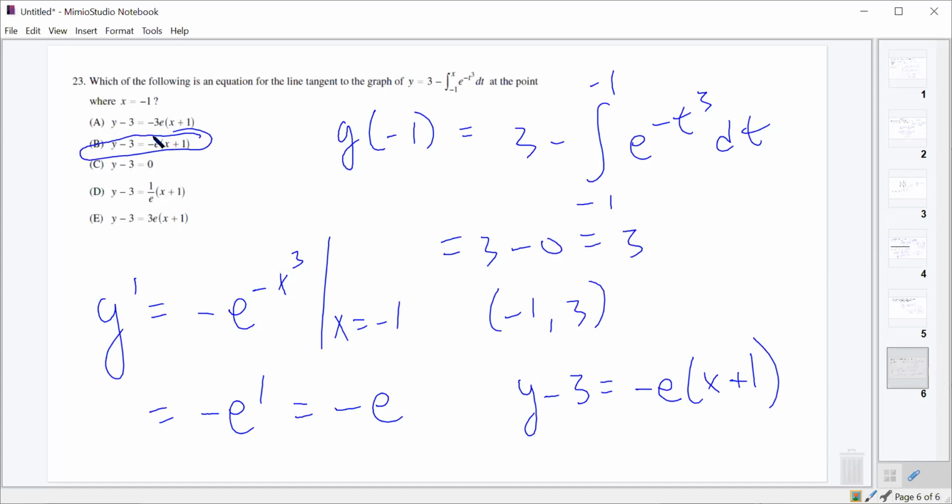If the integral went from negative 1 to 2x, would you have to put a 2 in front of the negative e to the negative x cubed? Yes, you would, as well as you'd replace x in here, you'd do negative 2x cubed. But yes, correct. You would also have a 2 out in front of it.